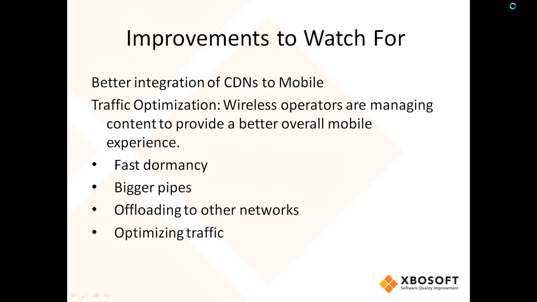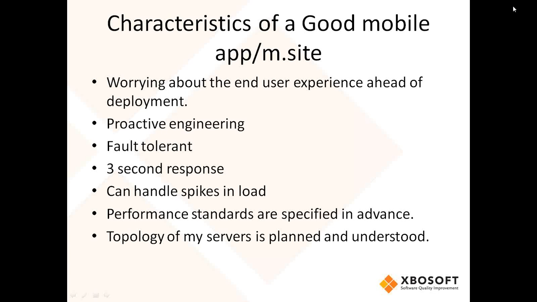Okay, so what are the characteristics of a good mobile site, or I should say, of a good development team? Well, first of all, they worry about the end user experience ahead of deployment. After deployment is too late. Proactive engineering, making your mobile service fault tolerant. If you're talking mobile, you're talking about lots of faults happening. Trying for a 3-second response. That's the global standard.